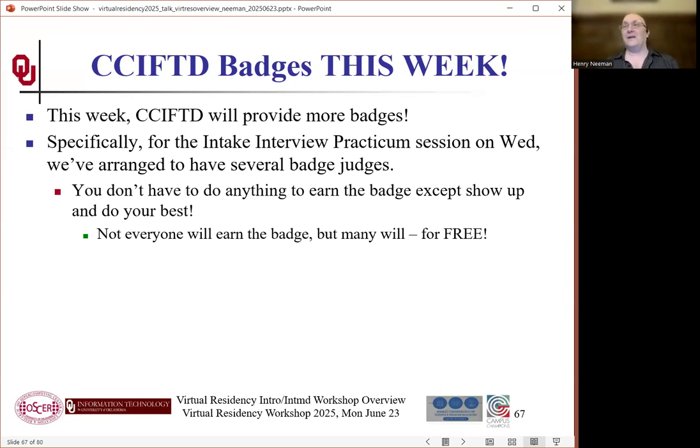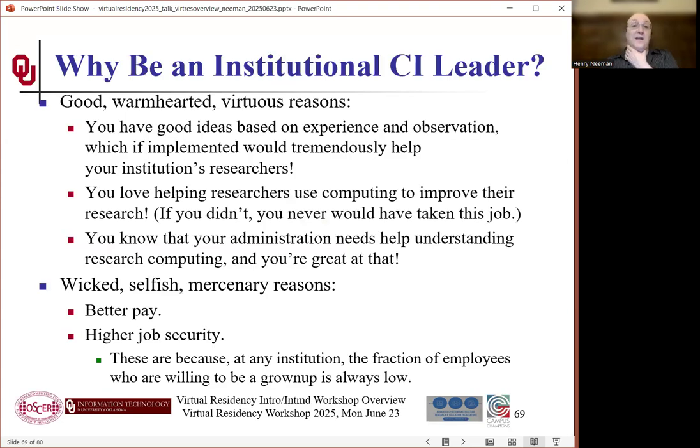Usually we have like maybe 25. Usually we have like 12. So we got like twice as many as usual. So please do come and get yourself that badge and have the experience with the intake interviews. It's really great. It's a lot of fun. It moves very quickly because we do 3 researchers per facilitator in about an hour. And the badges are free. So, and you are next.